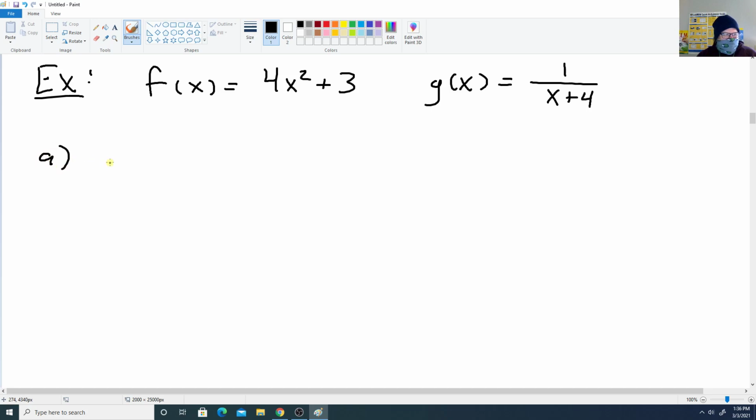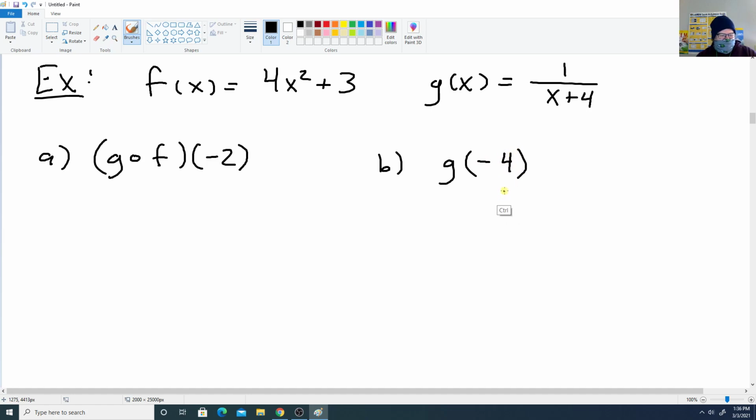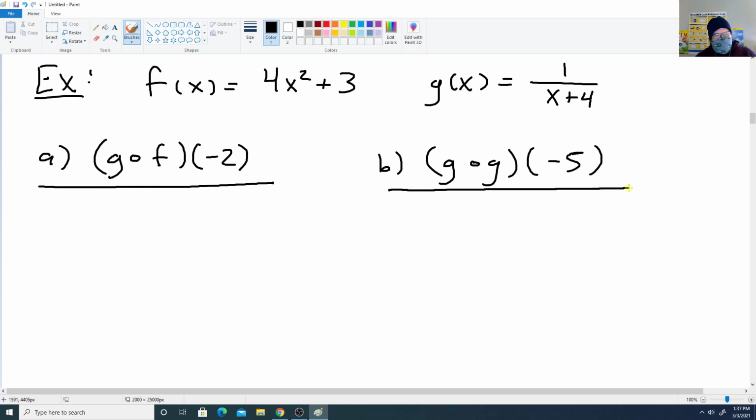And for part A, I want to say what is g composed of f, where the function f is evaluated at -2. In part B, I want to say what is g composed of g of -5. Sorry, that's what I want there. Okay, so we got these set up now. These are the 2 expressions I want.